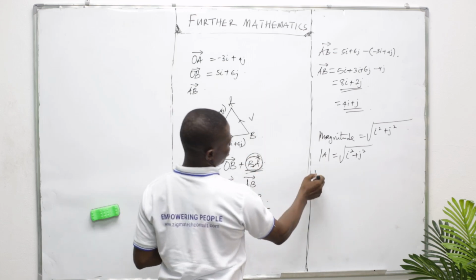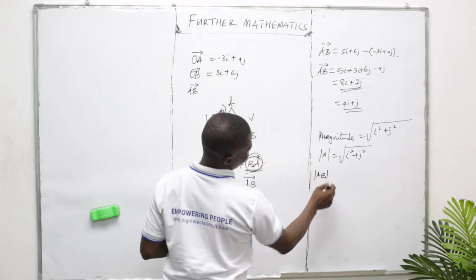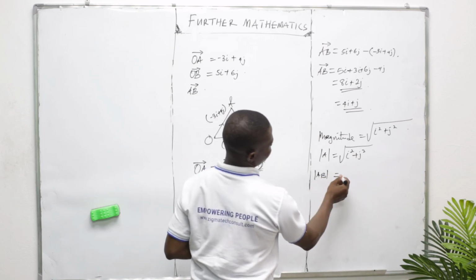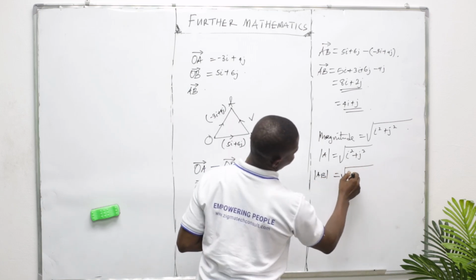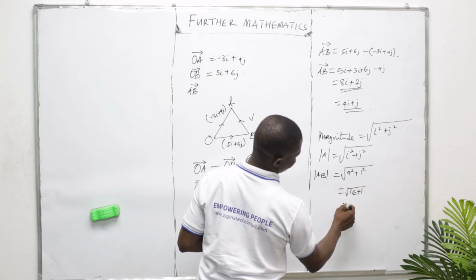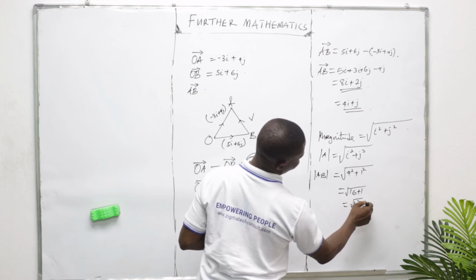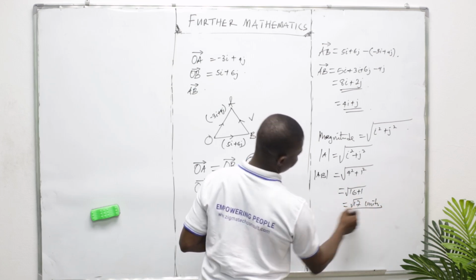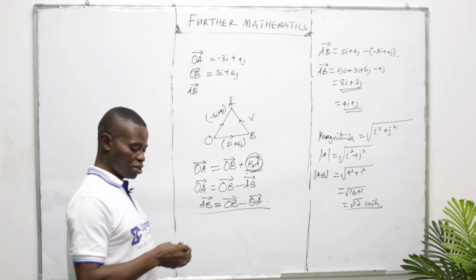Find the magnitude of AB. Anytime you see something like this, it simply implies 4 squared plus 1 squared, to give us what? That's 16 plus 1, which equals what? Root 17 units. So that becomes the magnitude.